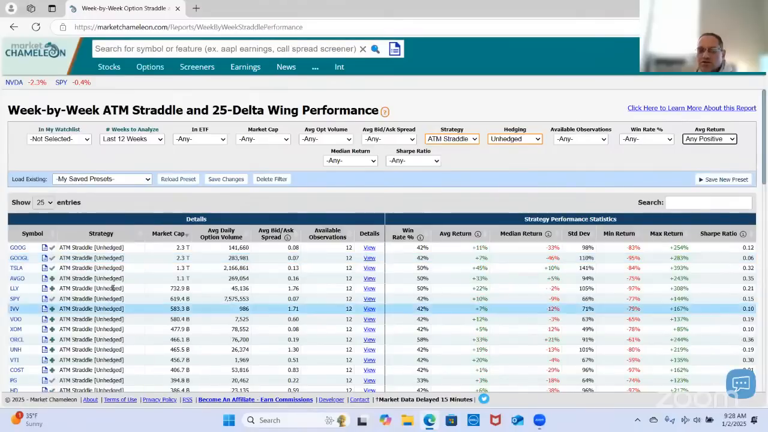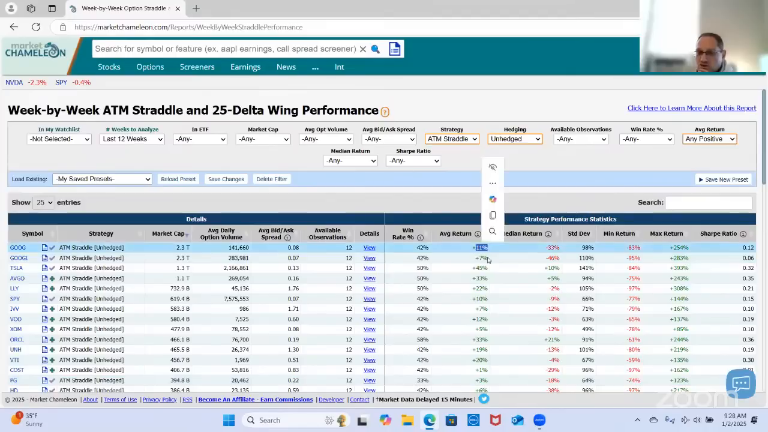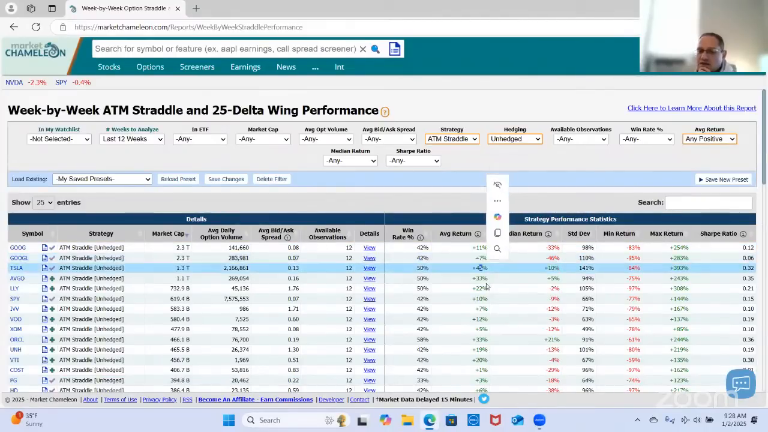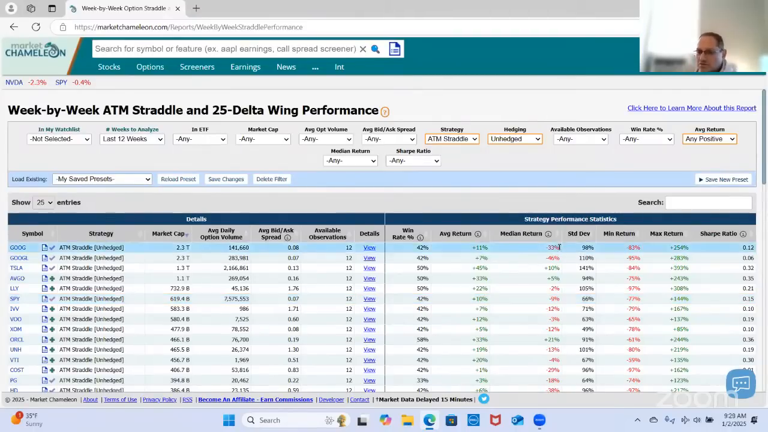Click on that. And now you can see here, these are the stocks that the straddles on average were profitable, right? So on average in the last 12 weeks, if you did this every time in the last 12 weeks, in our observations, on average, they were positive. Doesn't mean always, it's just that's the averages. Okay. And these are the other stats.